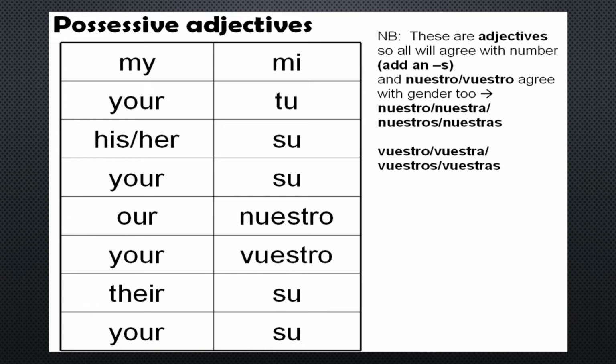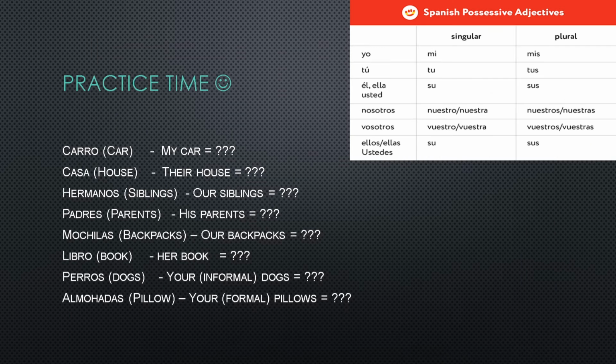And we have the rule here to the right for plurals. So these are adjectives, so all will agree with number. Remember agreement, guys. So if you have a plural, you will just add an s at the end of them to make them plural. For example, mis, tus, sus, nuestros, vuestros, and so on. And remember that nuestro and vuestro agree with gender too. So if you're speaking about something masculine, you will use nuestro or vuestro. If you're speaking about something feminine, you will use nuestra or vuestra. So let's put it into play, guys.